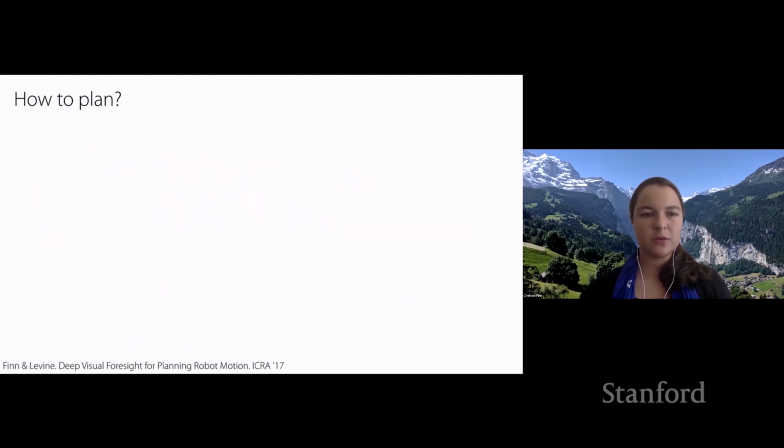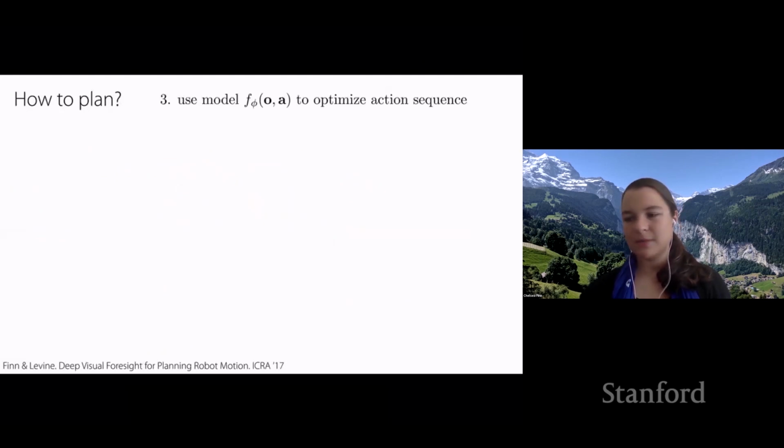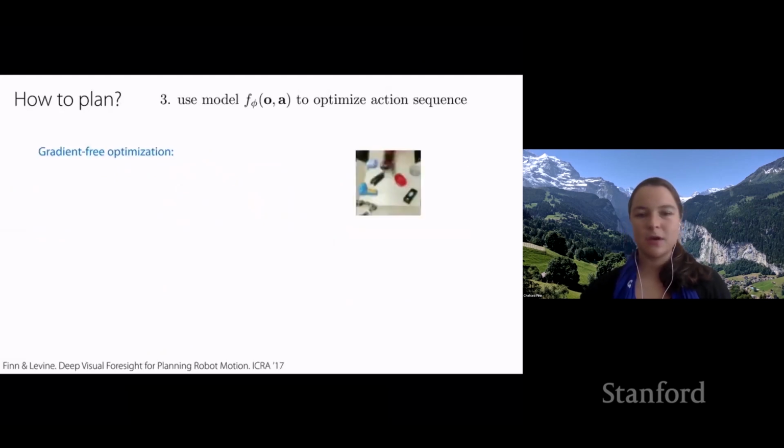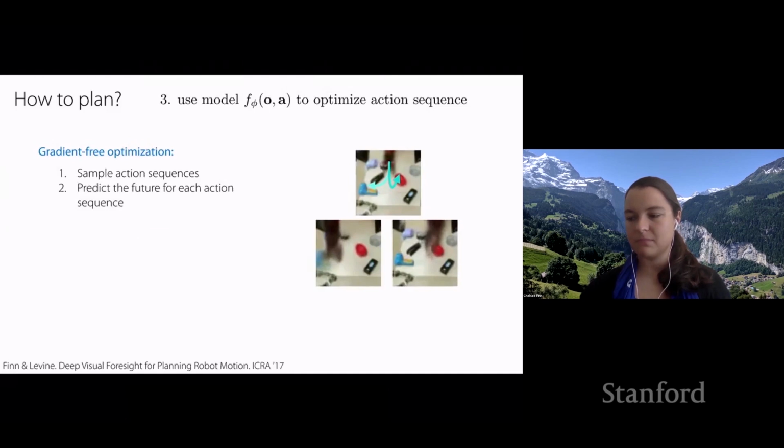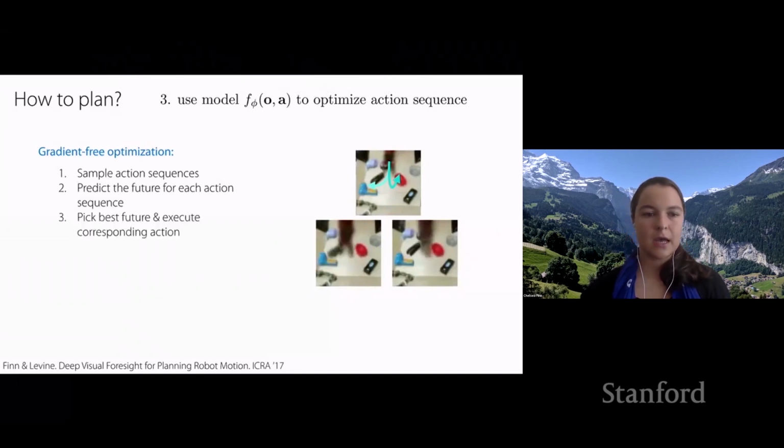Okay, so that's how you predict video. How do you plan? You basically plan in the same exact way as before. For example, you could use a gradient-free optimization where you sample a large number of action sequences, including these two action sequences, predict the future for each action sequence, like the predictions shown here, and then pick the future that is the most successful according to your reward function and execute the corresponding action.